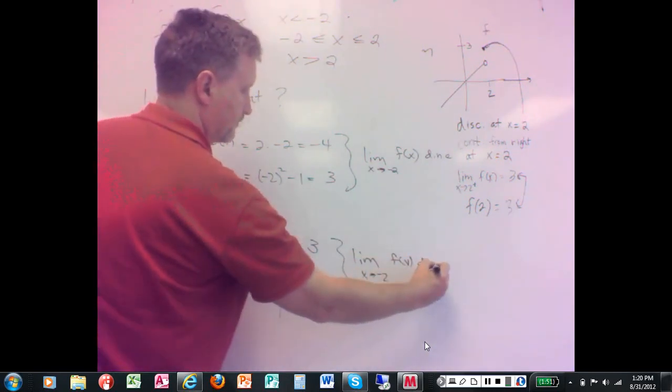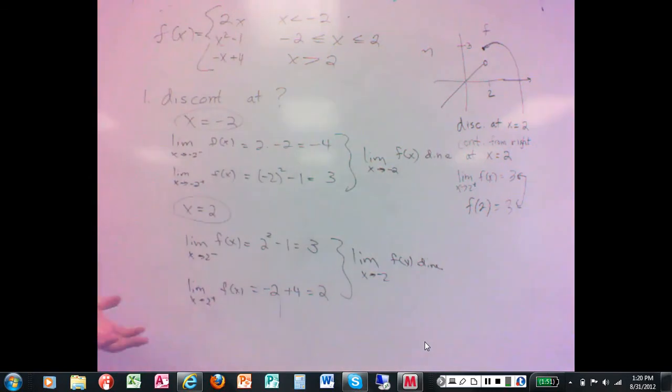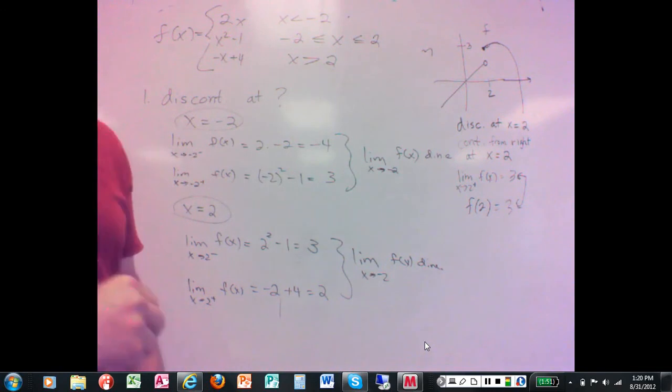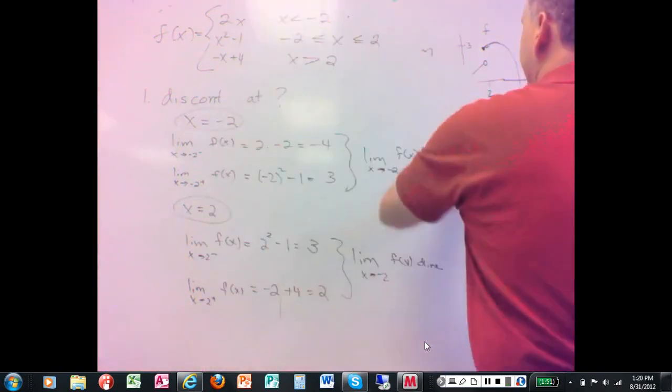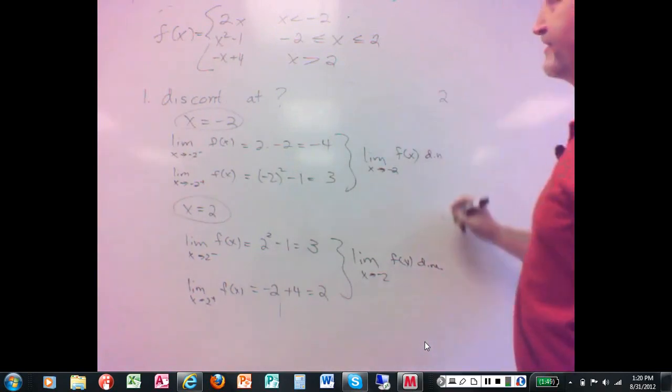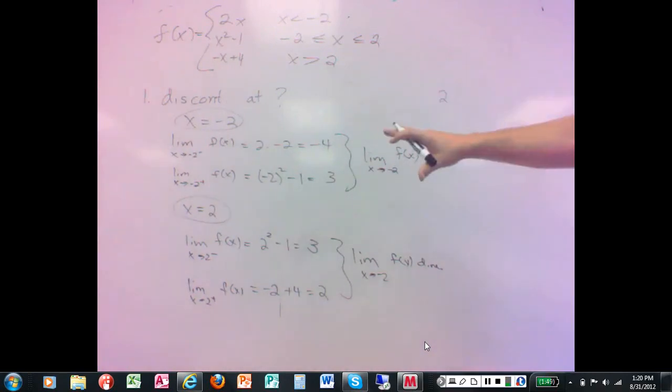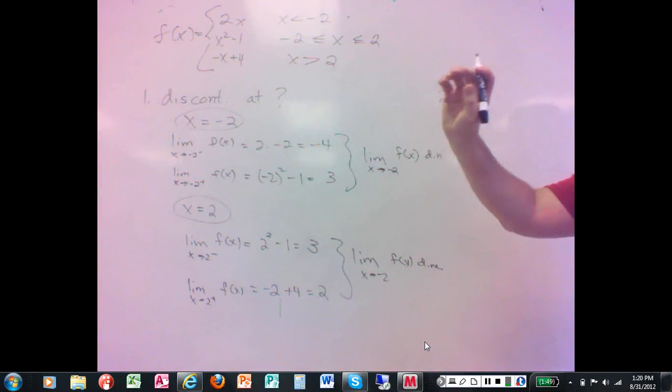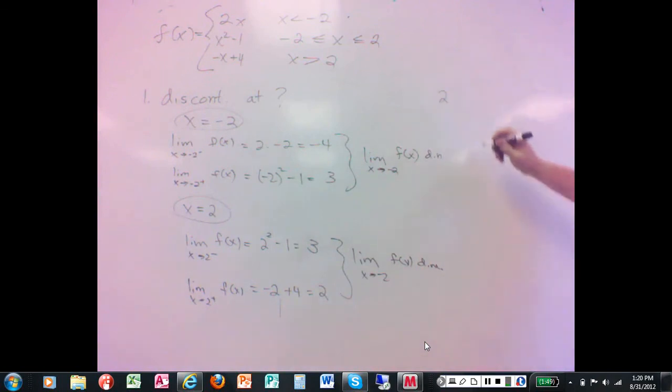Therefore, to be continuous, the limit has to exist. And it does not, so it's discontinuous. Okay. With me on that so far? All right, but what we're talking about now is part 2. At those discontinuities, can you say it's continuous from the right or the left?